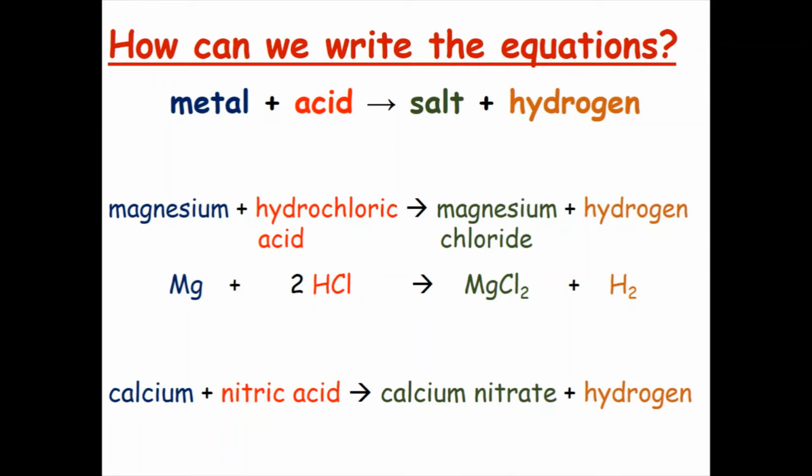The symbol for calcium is Ca. The formula for nitric acid, HNO3, this reacts to calcium nitrate. The formula is Ca(NO3)2 plus H2 for hydrogen. Again, to balance this equation, we just have to put a 2 in front of the nitric acid here.